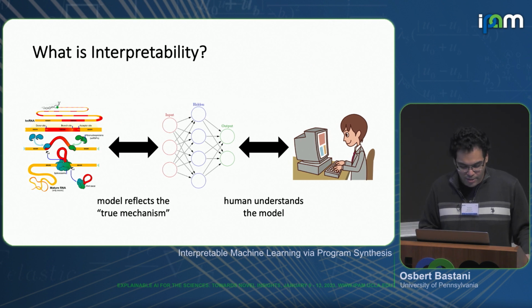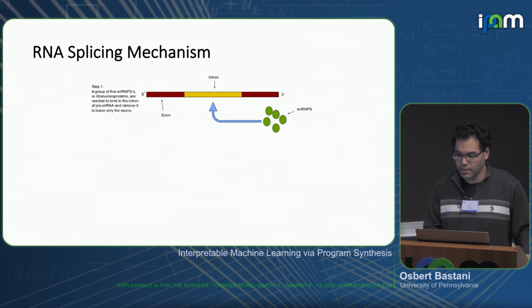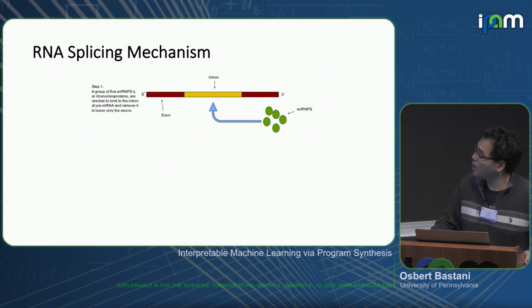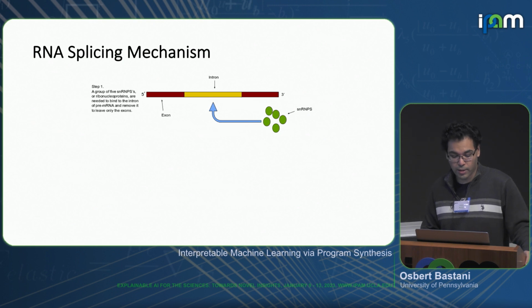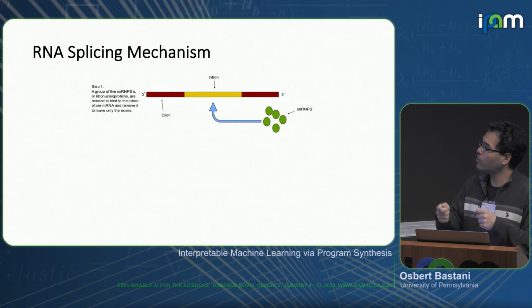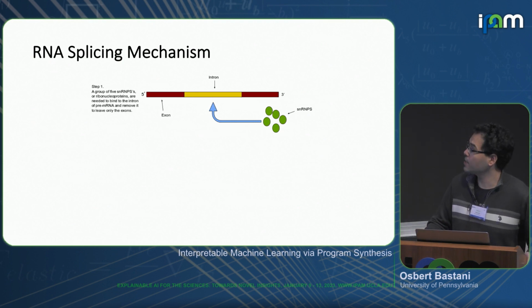Just to give a little bit more motivation, specifically in this RNA splicing domain, this is a domain we've been looking at recently. The basic idea is that it's a step in RNA translation. When you're taking RNA and translating it into a protein in your cells, before that happens, there's a biological process where portions of the RNA known as introns are spliced out and removed to form the final RNA sequence that gets translated to a protein.